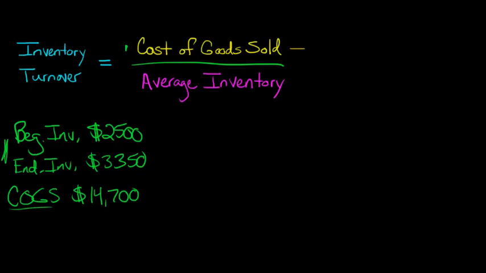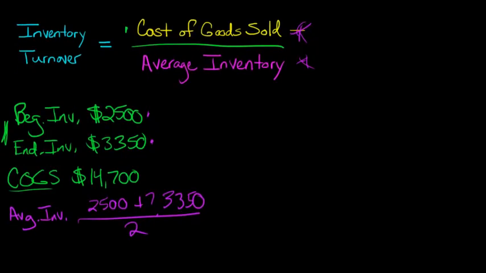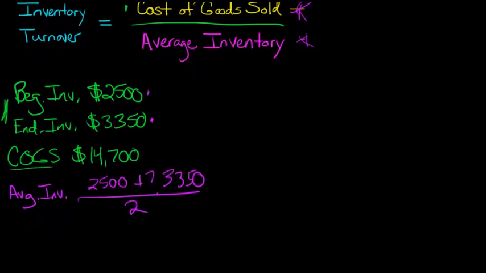So we're going to have cost of goods sold divided by average inventory. But wait a minute, we don't have average inventory here. We're going to have to calculate it. How do we calculate that? Well, we just add up the beginning and the ending inventories and divide by 2. So we take the 2,500 plus 3,350 and divide that whole thing by 2. What is that going to yield? 2,925. That's our average inventory.